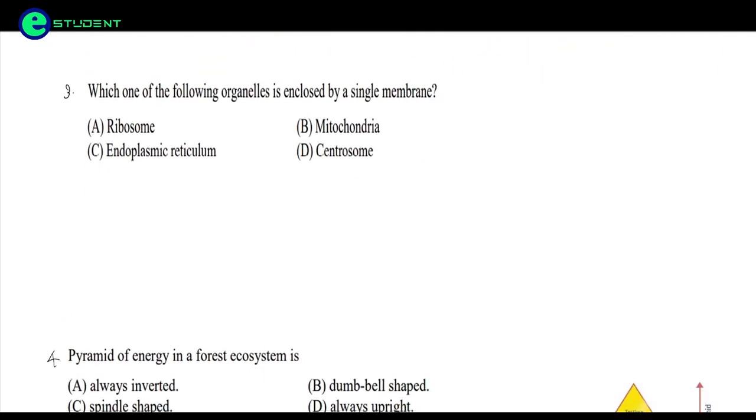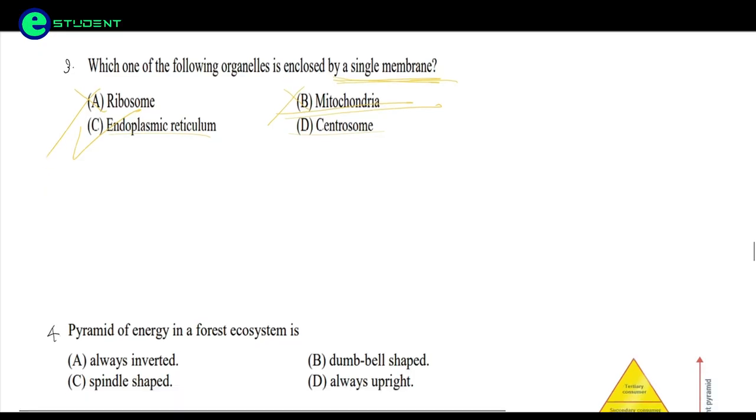Which one of the following organelles is enclosed by a single membrane? So, first we will cut off the options which are absolutely irrelevant here. We know, as we have been studying since childhood, that mitochondria is a double membrane structure. It is having an outer membrane and an inner membrane. So this is the wrong option. Ribosome is not even having a membrane. So here, between endoplasmic reticulum and centrosome, the correct answer is endoplasmic reticulum because it is having only a single membrane. Coming to the next question.